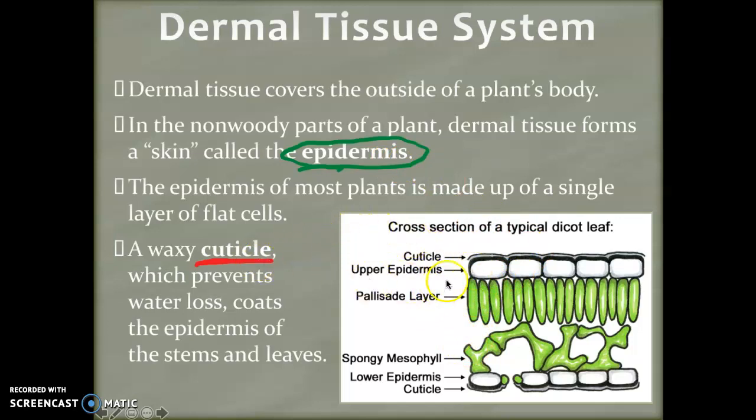We've talked about the cuticle as one of the 4 main adaptations, and this is also part of that dermal tissue system. In this diagram, you can see the cuticle, which is that waxy layer that prevents water loss and protects the stems and leaves as well. If this is an examination of a leaf, you're going to have one on top of the leaf right here, and then also one underneath. Right here, this opening is actually a stomata, and we'll talk a lot about that as we move on.